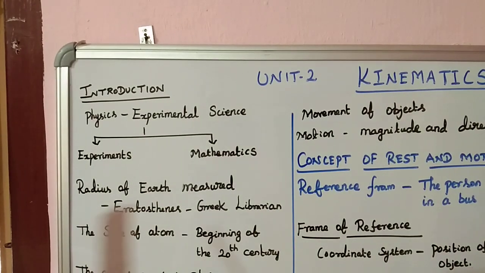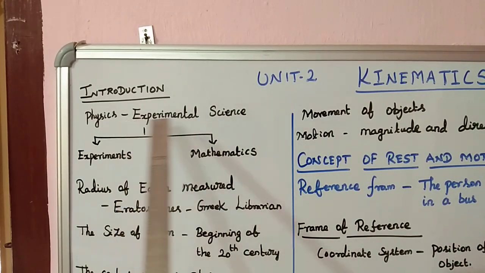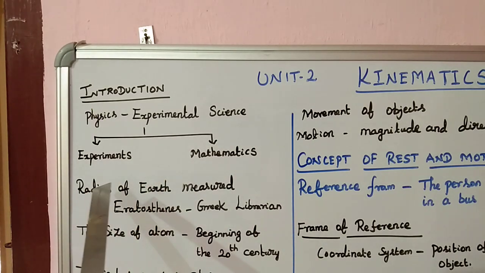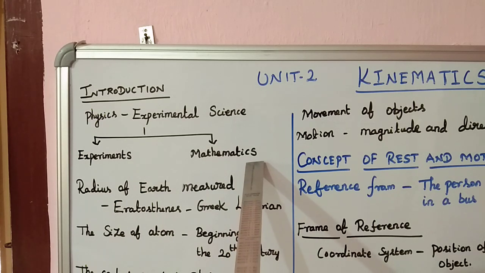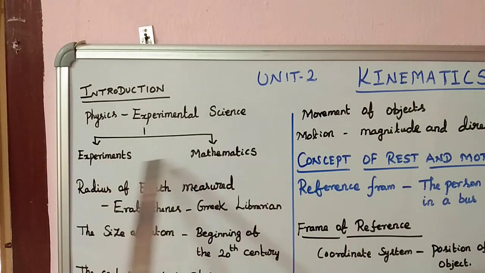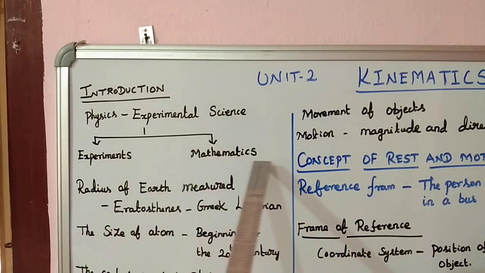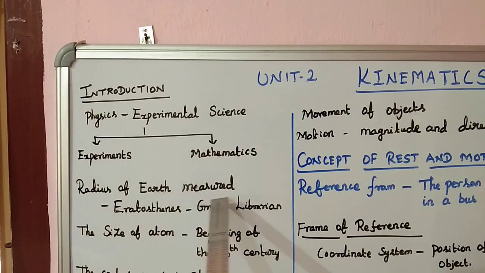Physics comes under experimental science. Physics is always an experimental science. It is divided into two parts: one is experiment and the other one is mathematics. Experiment and mathematics are the two pillars of physics. The radius of Earth was measured 2300 years ago by the Greek librarian Eratosthenes. After a long time, in the beginning of the 20th century, the size of the atom was measured.